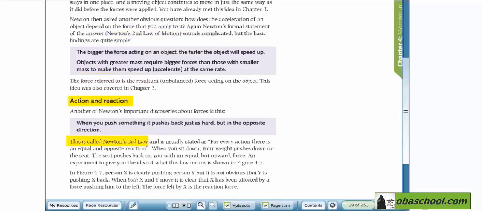And Newton's third law, that is action and reaction, states that when you push something, it pushes back just as hard but in the opposite direction.